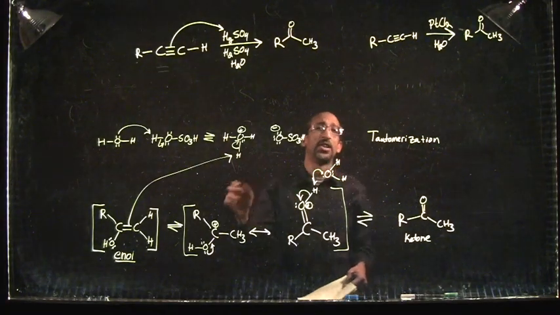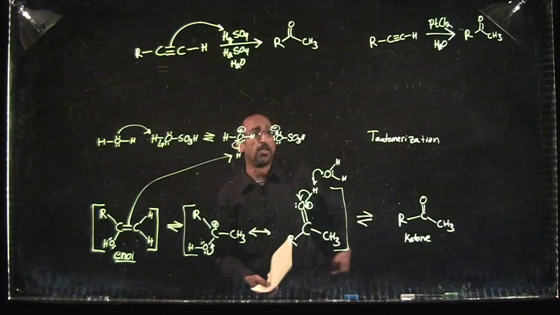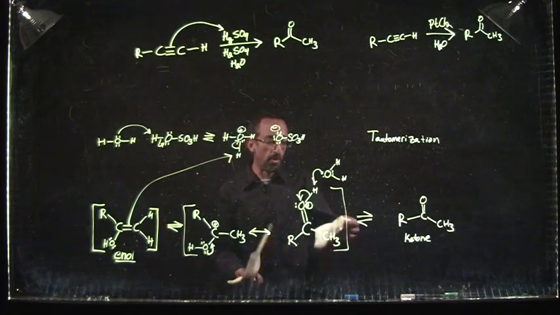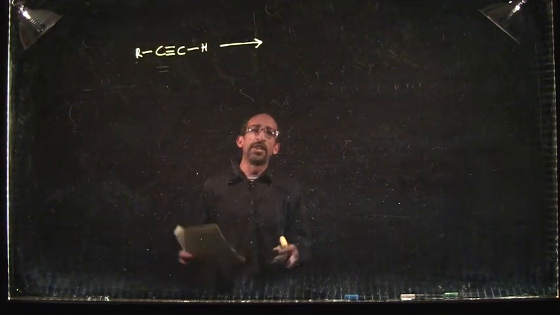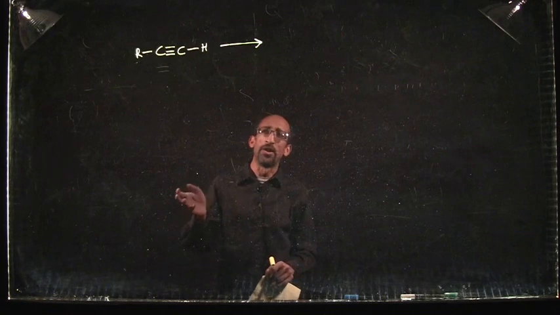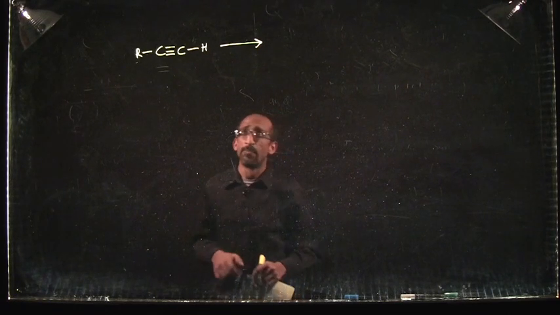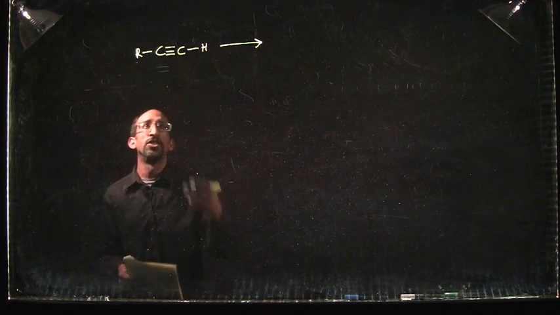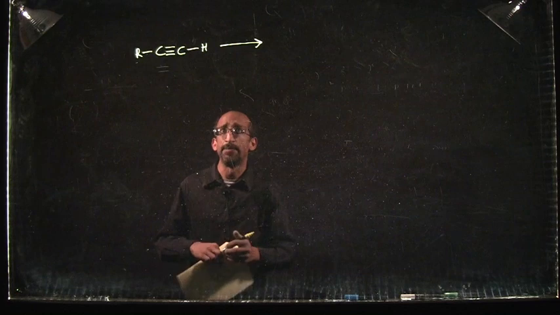We're going to come back and look at quote-unquote anti-Markovnikov addition of water across an alkyne using a boron-based reagent. So we saw with alkenes that we could get quote-unquote anti-Markovnikov addition of water across a double bond by doing hydroboration oxidation. We can use the same set of reagents to add water in an anti-Markovnikov fashion across an alkyne.